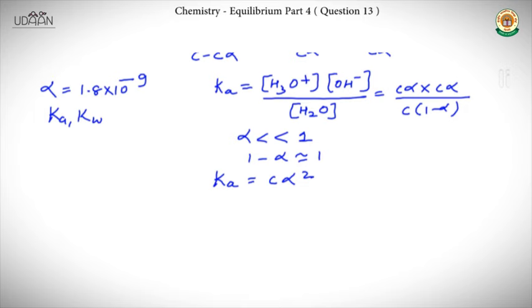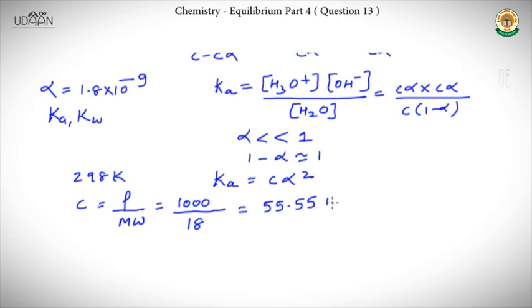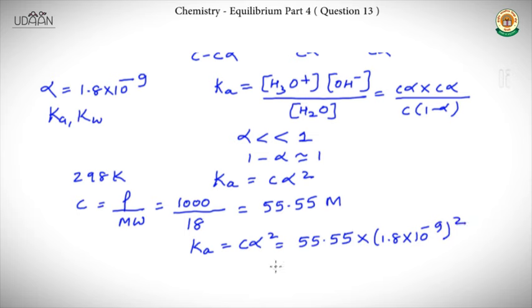Now we know the value of alpha, we need to find out the value of C. This is at standard conditions, 298 Kelvin. C is given by density upon molecular weight of water. Density at room temperature is 1000 and molecular weight is 18. So the concentration is 55.55 molar. I can substitute these two values in this equation, and I will get 55.55 into 1.8 into 10 raised to the power minus 9, whole square. So the value of Ka which we obtain is 1.8 into 10 raised to the power minus 16.